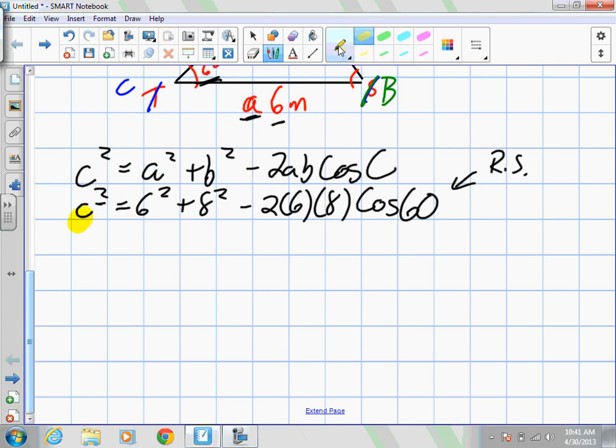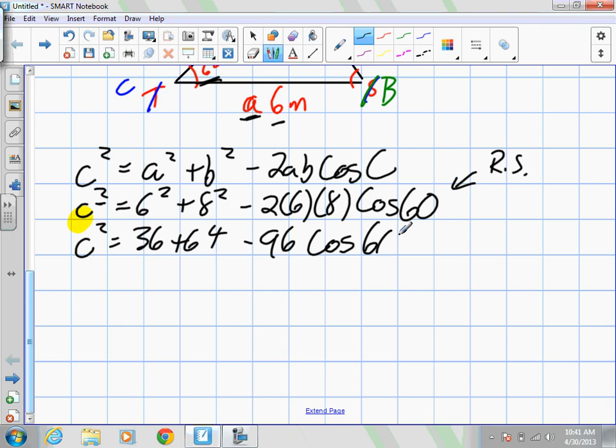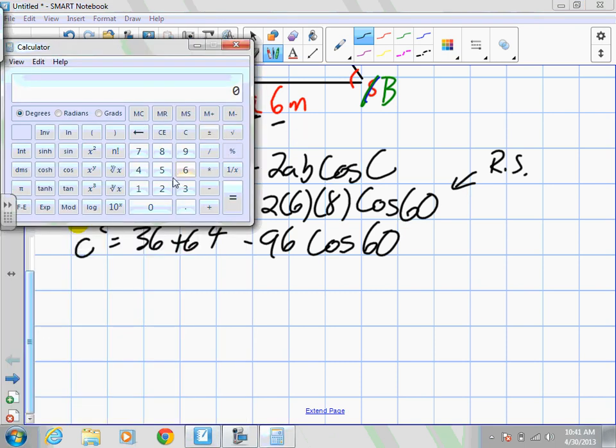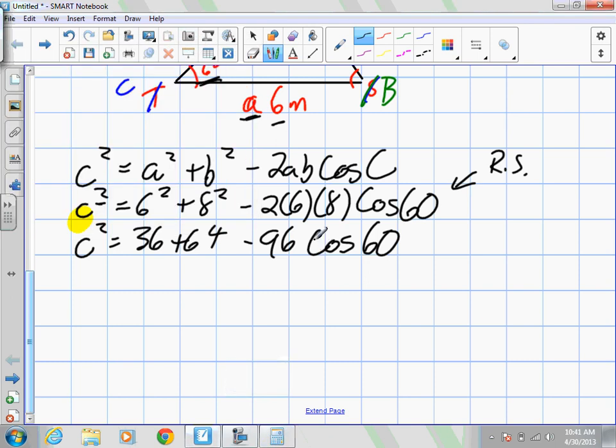So let's quickly see if we can go through this. C squared is equal to 36 plus 64. Subtract 2 times 6 times 8 is 96. I'm just going to double check that to make sure that's right. 2 by 6 by 8. Yeah, okay. And then cos 60. In a second we'll multiply. 36 and 64, anyone know? 100. Yeah, that's right.